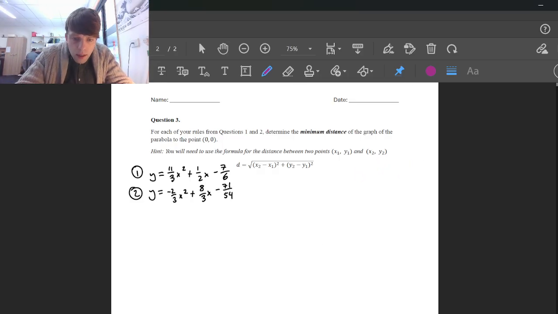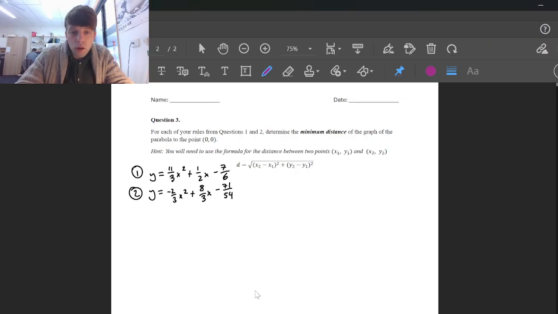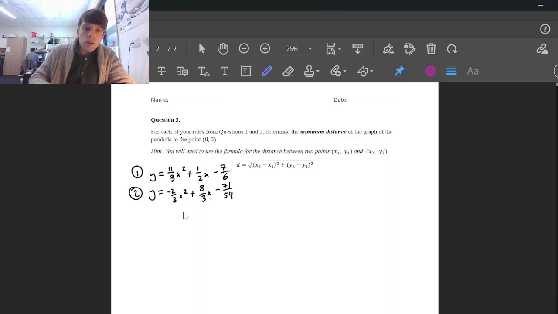Now I've also plugged into Desmos this distance equation, the distance between 2 points. I'm going to bring that up now in blue. What I've used is some arbitrary point that lies on that parabola, and the distance between that and the point 0, 0. Let me show you how I did that. We're going to use this equation here. We want to find the distance between these 2 points.